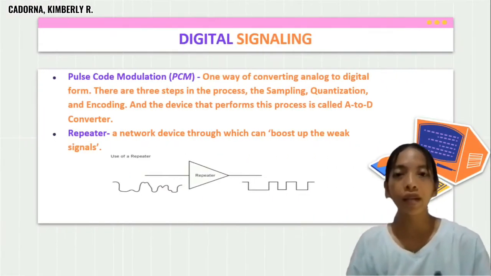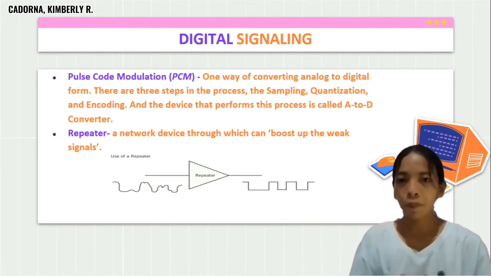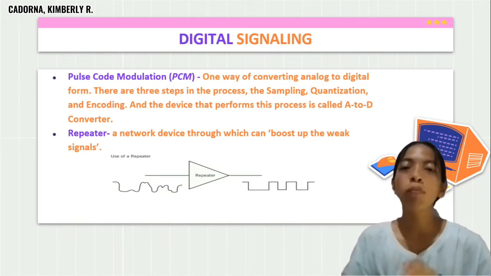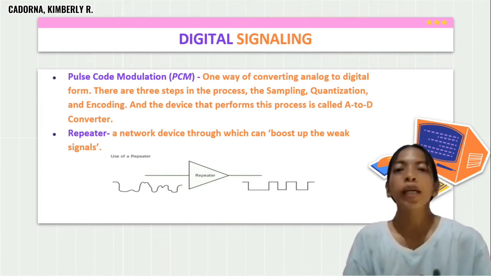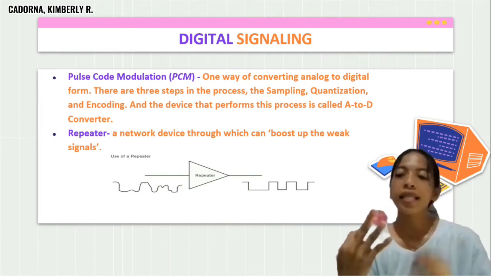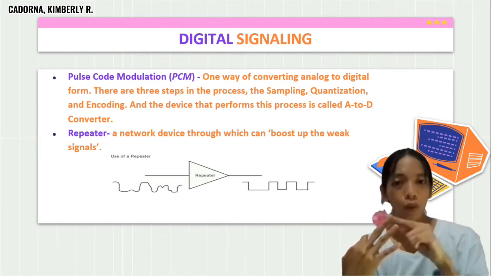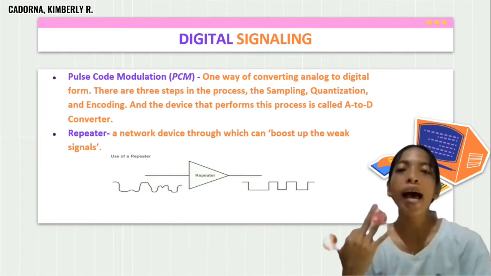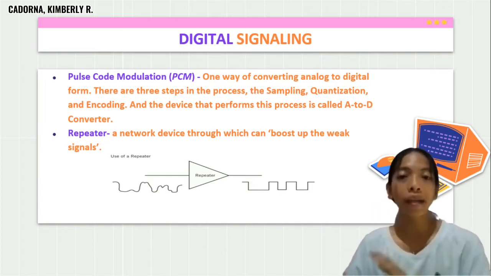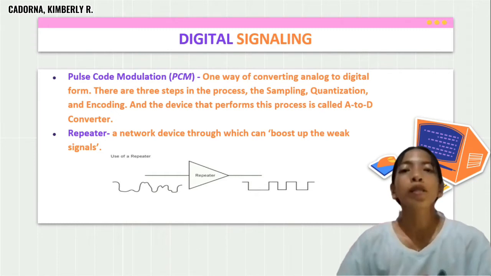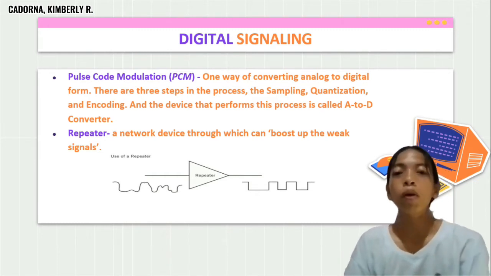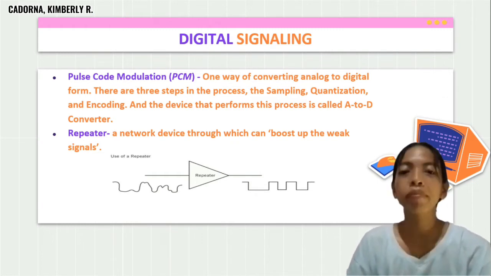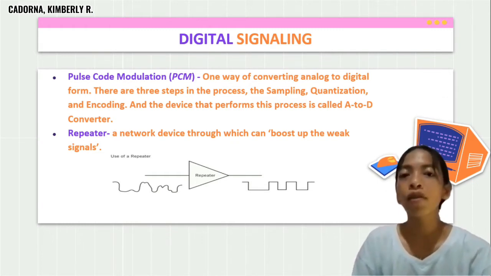Now, let's proceed to converting analog data to digital form. This way is called pulse code modulation or PCM. There are 3 steps in the process: sampling, quantization, and encoding. And the device that performs these three steps is called an A to D converter, or analog to digital converter. So let's move on to the repeater, which is a network device through which you can boost the wireless signals. Because the signals in the networks often travel some distance, their intensity drops.